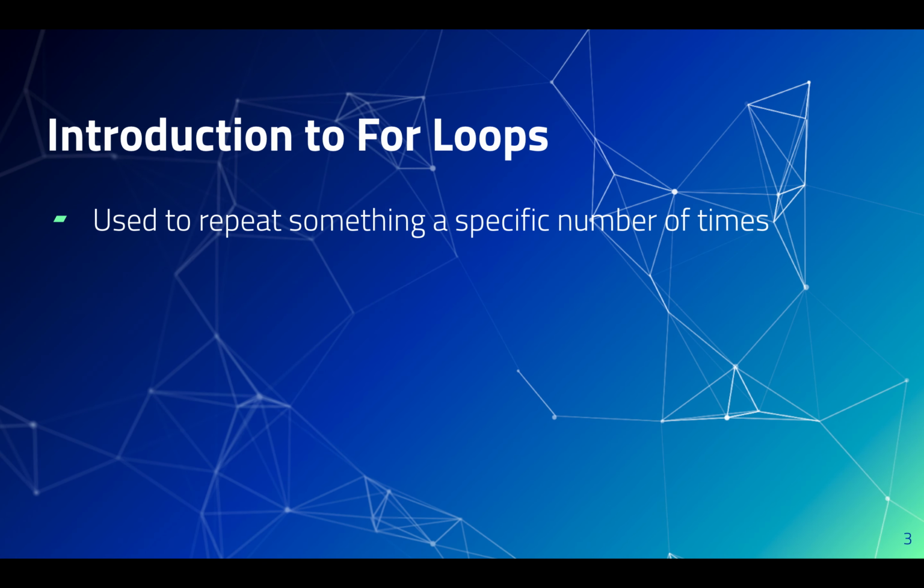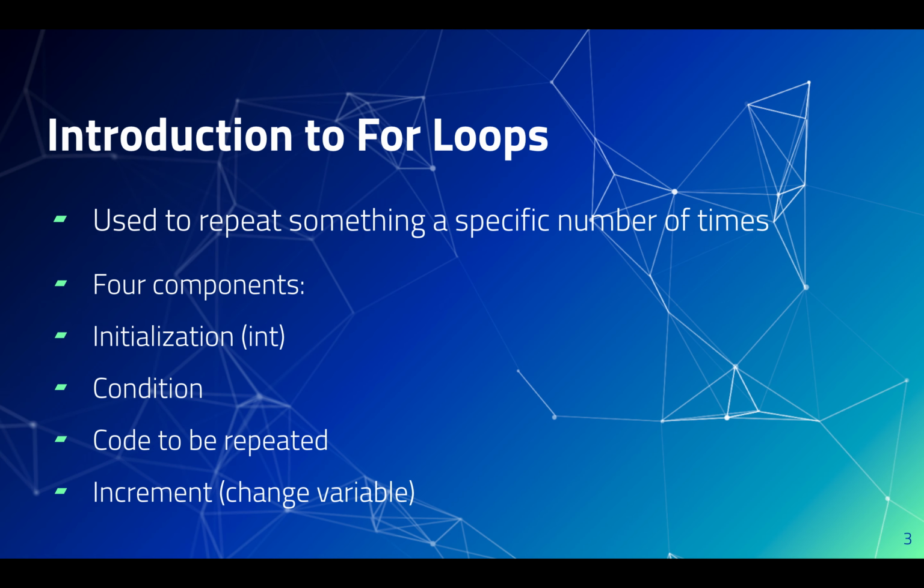So for loops are usually to repeat something a specific number of times. They have four components: the initialization, the condition, the code that you want to repeat, and the variable that's going to change. Now, here's an example. Let's say we're hosting a barbecue for 10 people, and each person wants 2 hot dogs, so we need to cook 20 hot dogs in total.